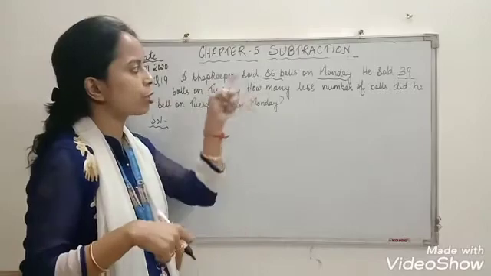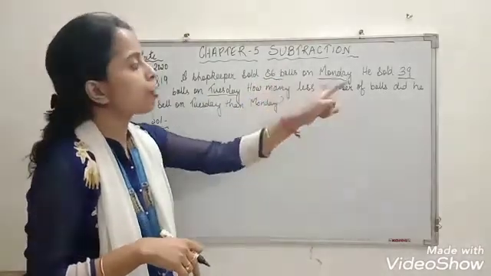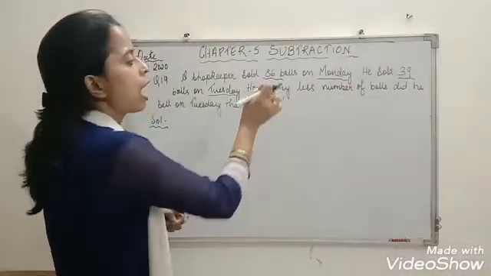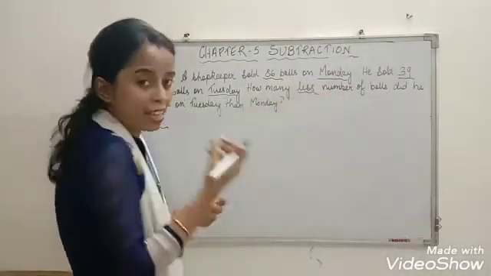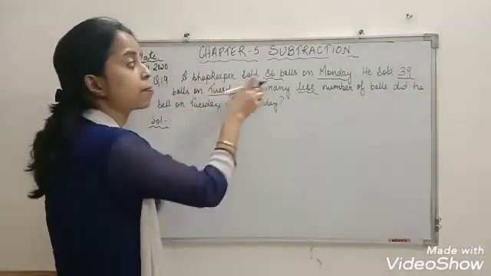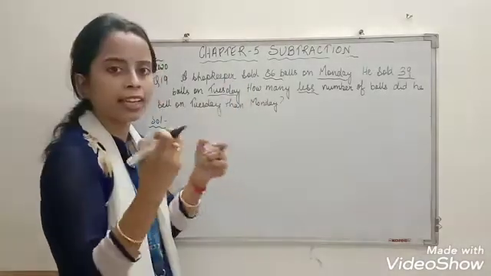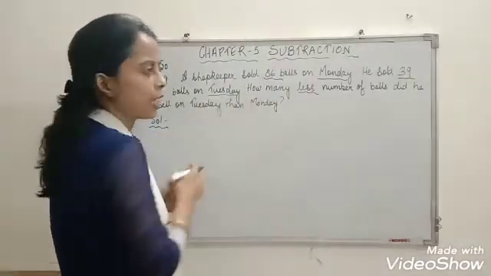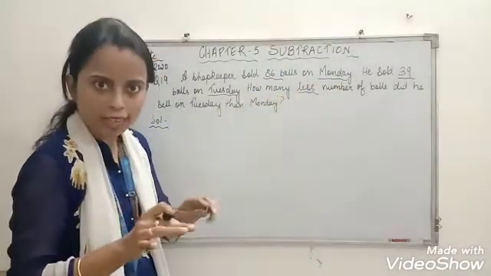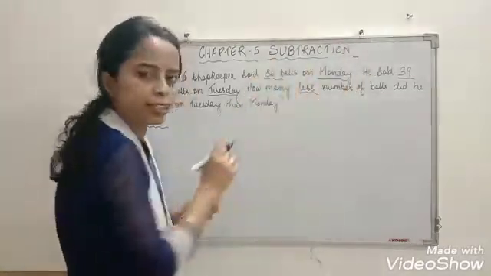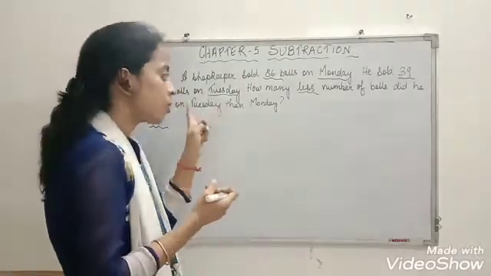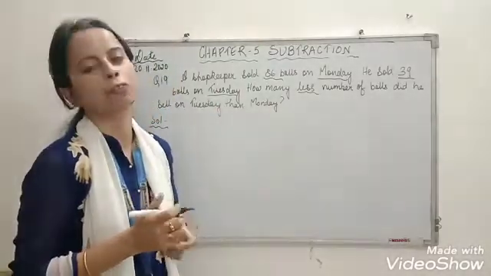So how many balls were sold on Monday? 86. How many balls were sold on Tuesday? 39. Now what does the question ask? How many less number of balls did he sell on Tuesday than Monday? So which day did he sell more balls? Monday. Yes or no? On Tuesday he sold less number of balls. Yes, because 86 is greater than 39. You have to find out how many less.